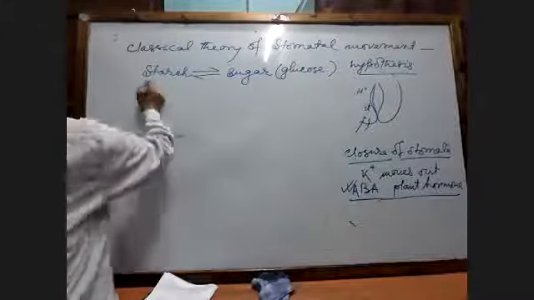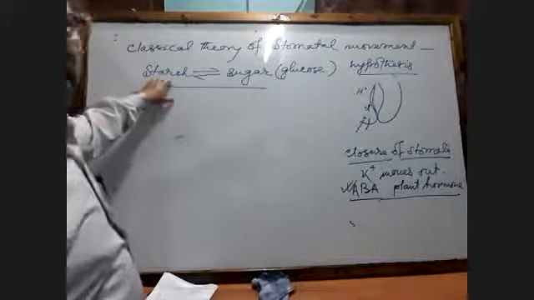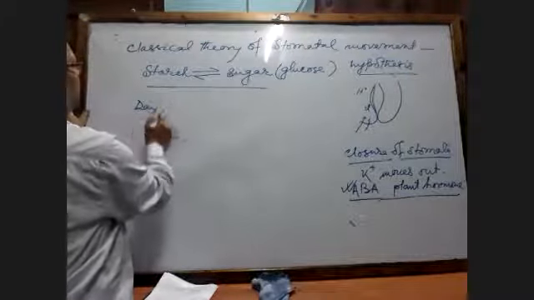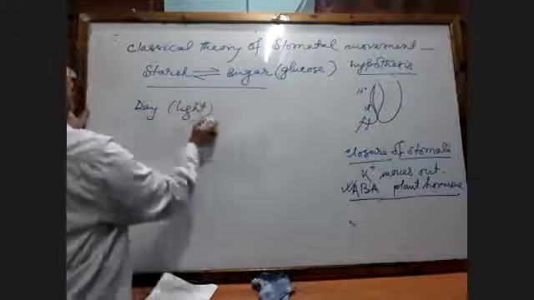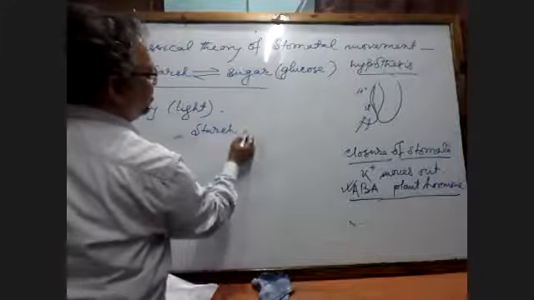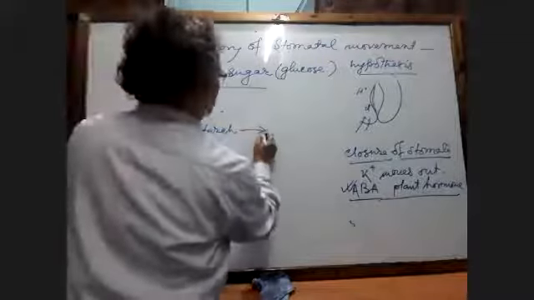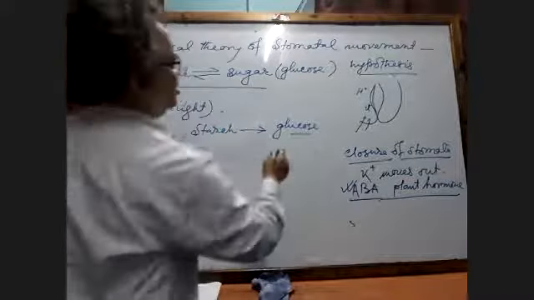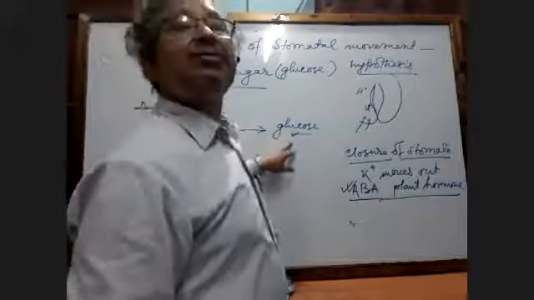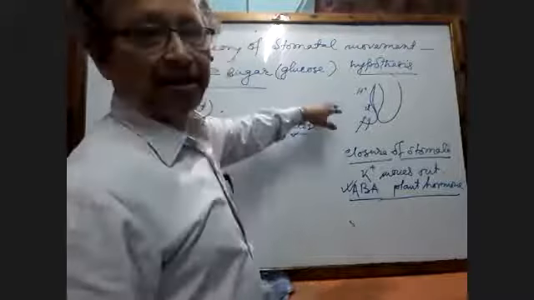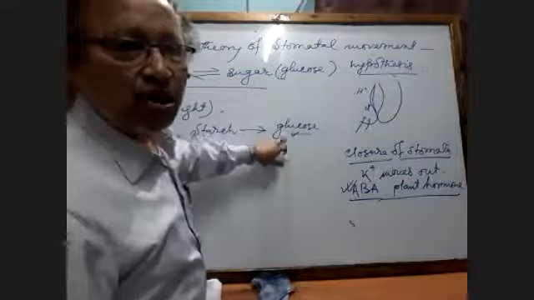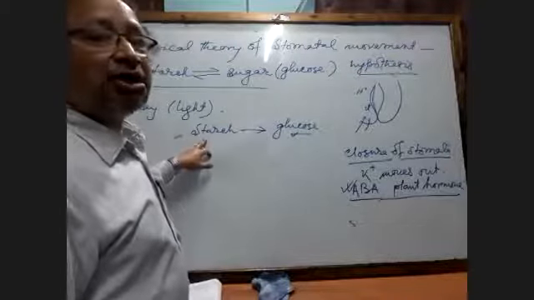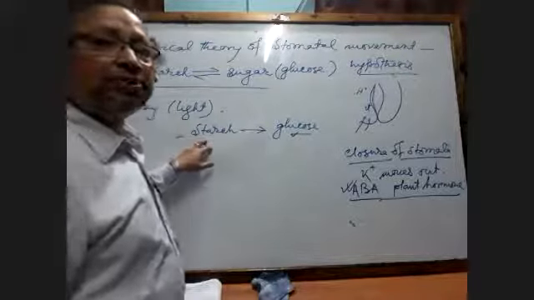This theory indicates that during the daytime, during the day, in presence of light, the starch is converted into glucose, and this glucose increases the osmotic pressure of the guard cell, because glucose is soluble in water and starch is insoluble in water. Insoluble substances do not change the osmotic pressure of a solution.